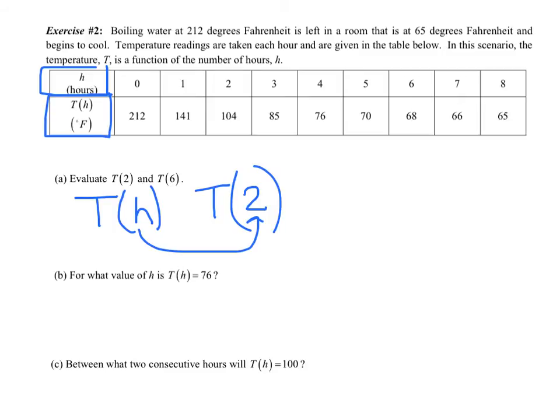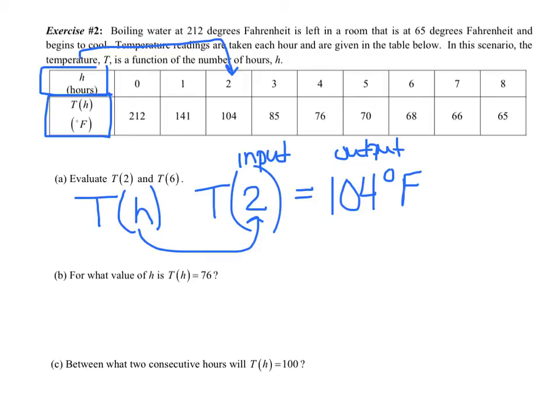So I have to go to 2 hours, and my input is 2. My output, so T of 2, is 104 degrees Fahrenheit. Okay, I input 2 for hours, and I got an output of 104 degrees. Let's do T of 6. So this is saying, what is the temperature at 6 hours? How do I know the 6 means hours? Well, it was T of H, and H stands for hours. So if I go to 6 hours, I input 6, and my output should be 68 degrees Fahrenheit.